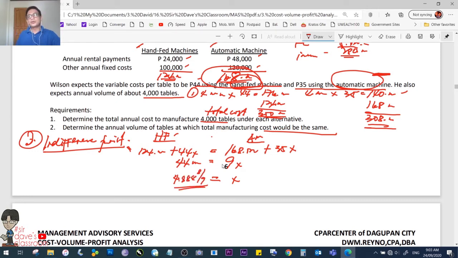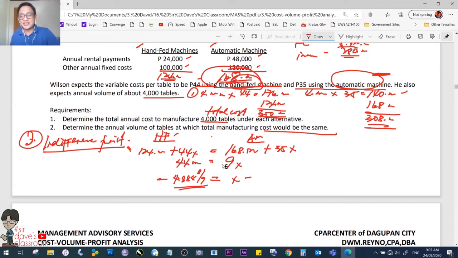Alright? Now, how do we interpret this data? First, if you expect that you are going to produce this number of units, then regardless of the option that you choose, may it be the hand-fed or the automatic machine, it would all be the same. Okay? At 4,888 and 8 over 9, 4,889 kamo na lang kasi wala namang 8 over 9 na table. So at that point, the decision would not matter.